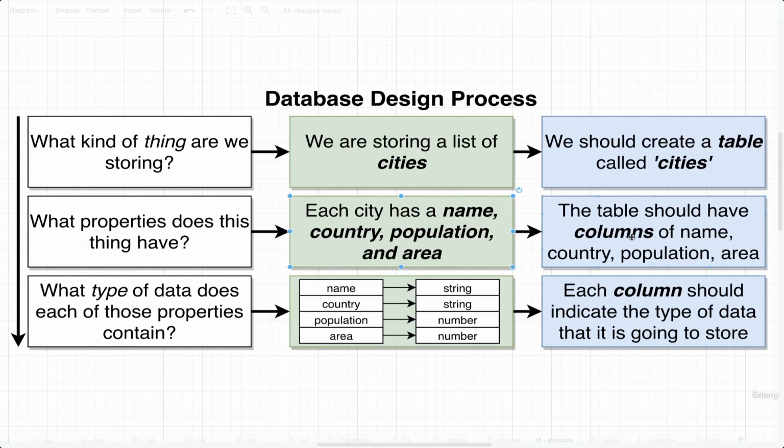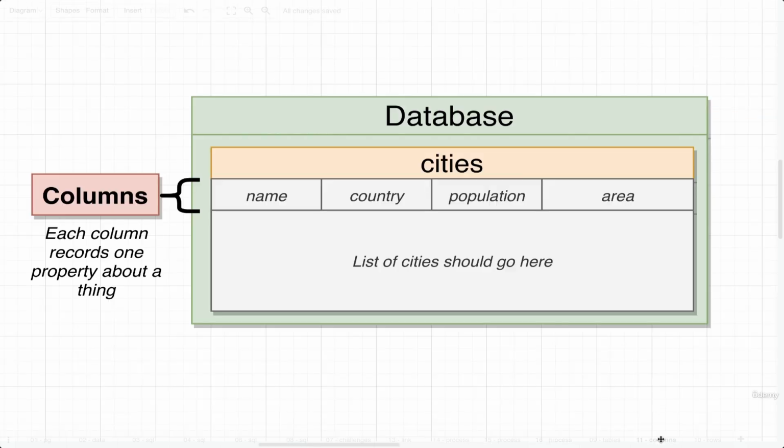Then from this second answer, we're going to take the different properties that each of these cities have and use them to create columns inside of our table. So in our case, we're going to make sure that our cities table has columns of name, country, population, and area. And so if we visualize what that looks like, it'd be something like this right here.